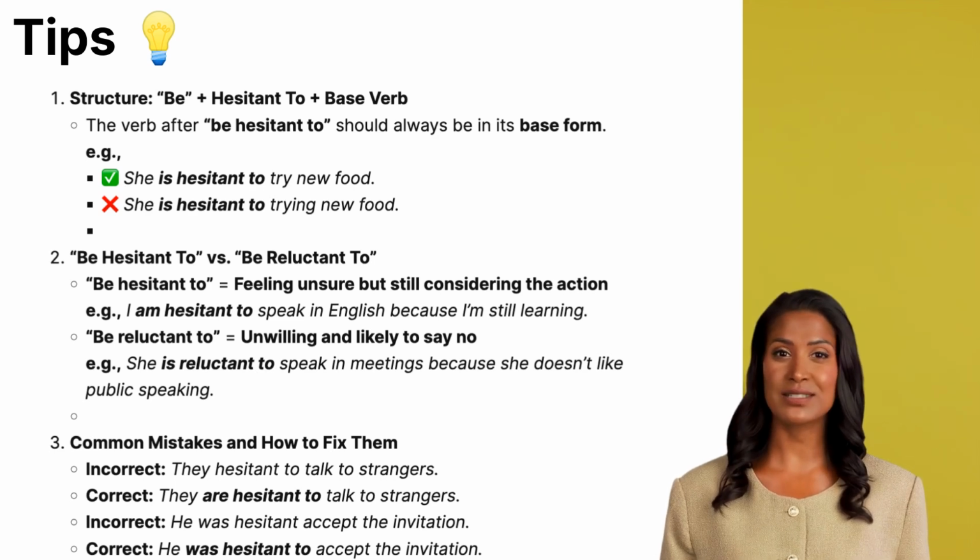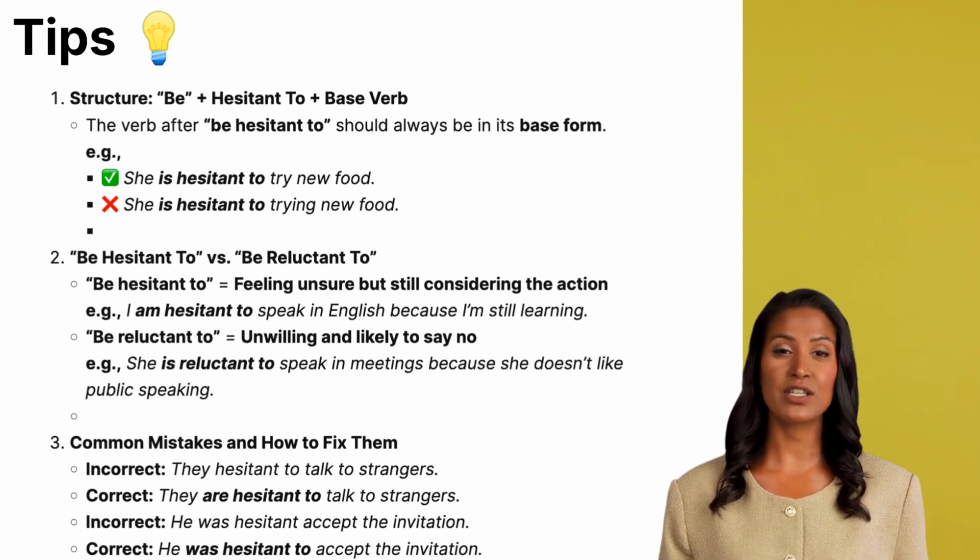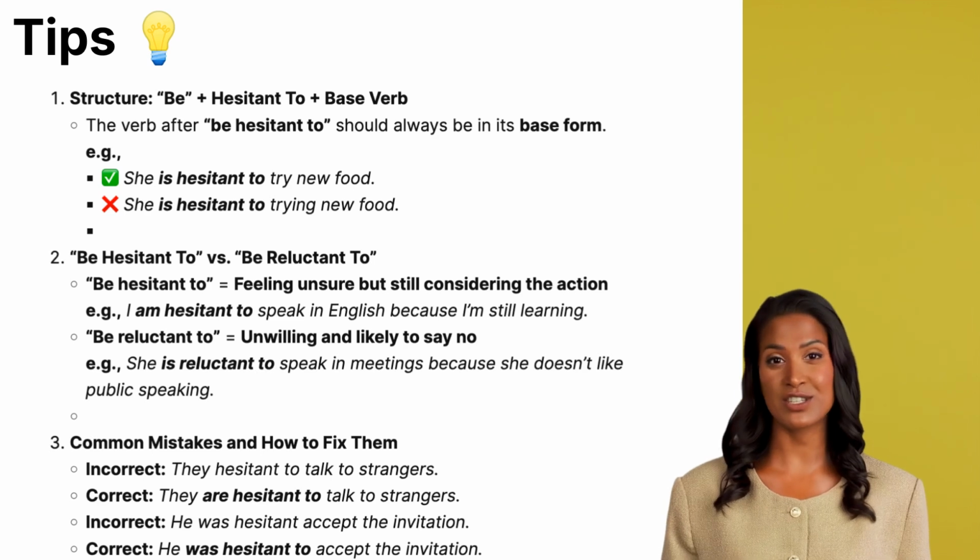"Be reluctant to" means someone is unwilling and likely to say no. Example: She is reluctant to speak in meetings because she doesn't like public speaking. She does not want to do it. If someone might do something but is unsure, use "be hesitant to." If they don't want to do it at all, use "be reluctant to."